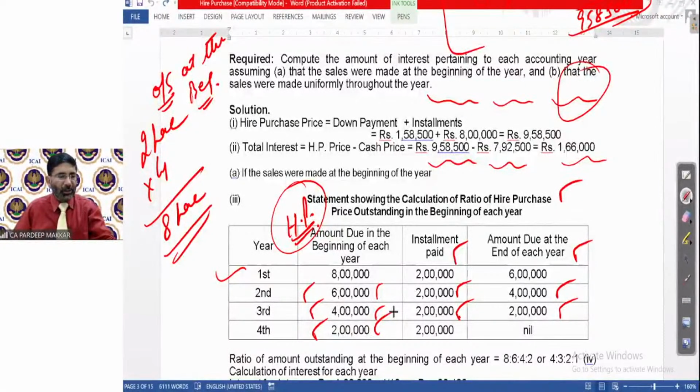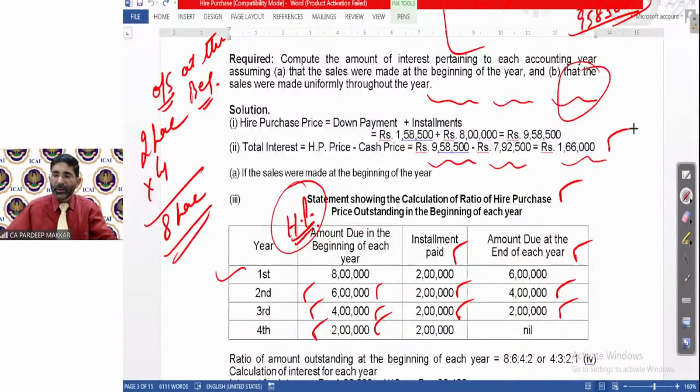Beta, 9,58,500 minus you have to do 7,92,500, beta. 7,92,500 is the cash price. Okay, it is not 7,82,500.